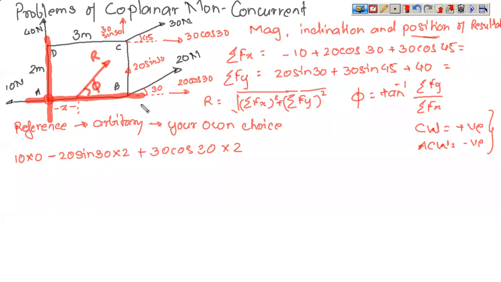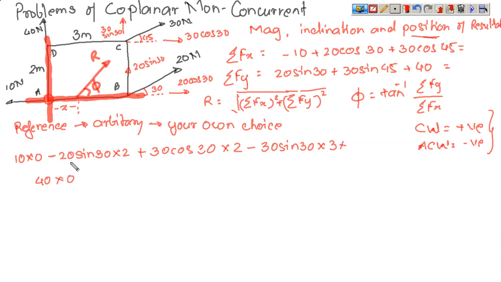So this is positive. Now 30 sin 30, this is parallel to AD. Again, the distance is 3 meters. So this is 30 sin 30 into 3. This is minus because it will be anti-clockwise in nature. Now coming to this 40 Newton force, this 40 Newton force is perfectly vertical. It is parallel to line AD, and the distance between these two parallel lines is 0, so it will not contribute to moment. So this is 40, you can write plus or minus anything, 40 into 0.